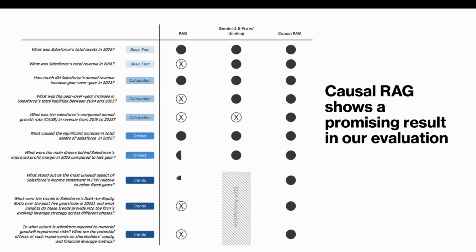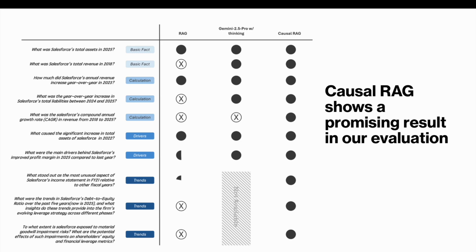To evaluate the agent's ability to handle complex queries, we created a focus test set spanning two categories: basic fact and calculation questions, which test performance on straightforward what queries, and drivers and trend analysis questions, which test the ability to tackle non-obvious what and why queries requiring deeper reasoning. This balanced design measures both surface-level accuracy and causal understanding.